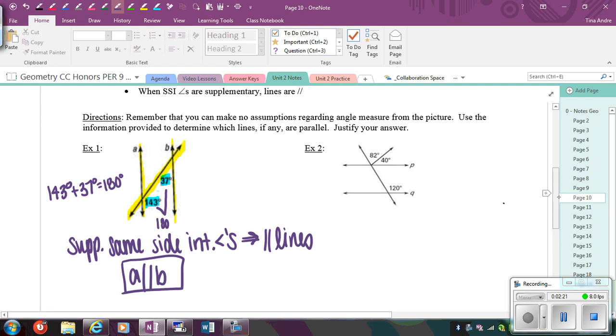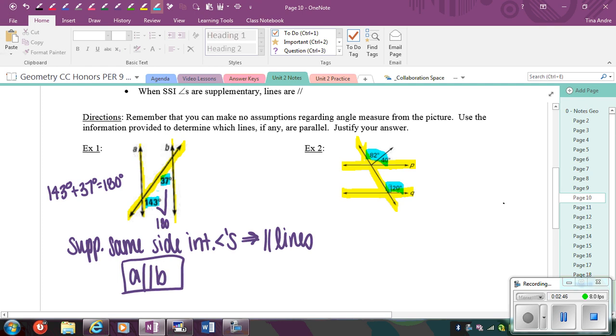Look at the next example here. Again, here's my two lines. This would be my transversal. And if I have the two angles here, so this entire angle and this angle to look at, those angles are corresponding. They're in the same position. So if my corresponding angles are congruent, then the lines would have to be parallel.